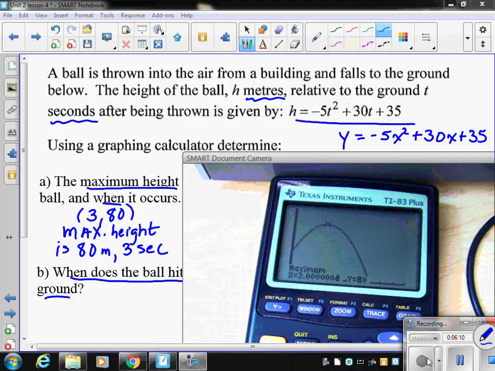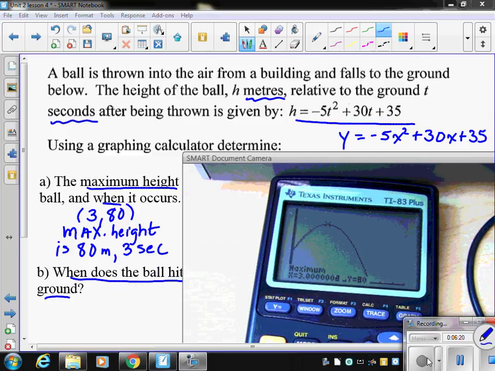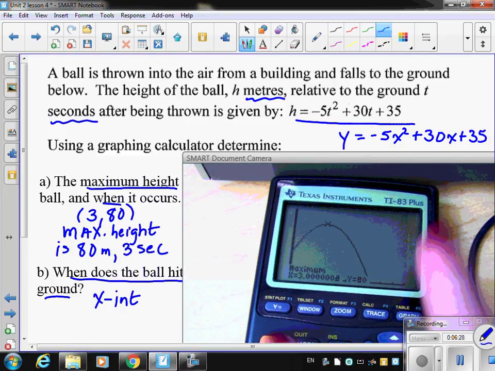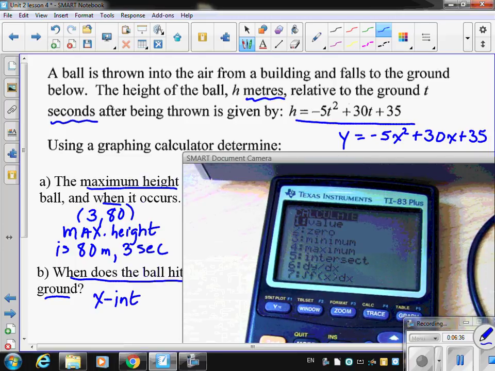Then it asks us when the ball hits the ground. You can see that, sort of. It's down here. It's an x-intercept, and where its height is 0. So I want to know an x-intercept for this particular question. So my graphing calculator will give me an x-intercept as well. And the choice that I'm looking for there is a zero, number 2. x-intercepts and zeros are the same thing.